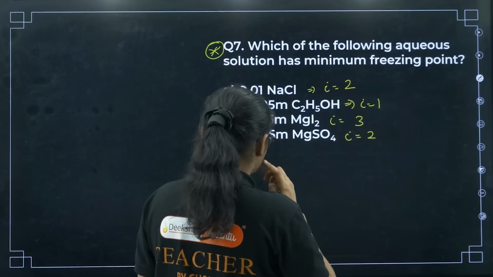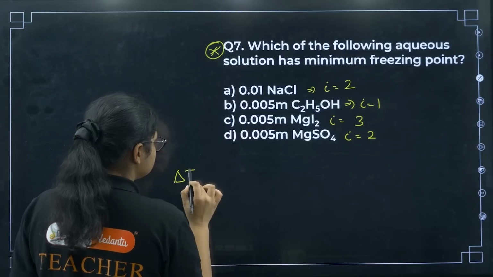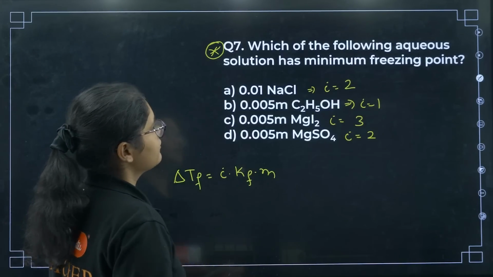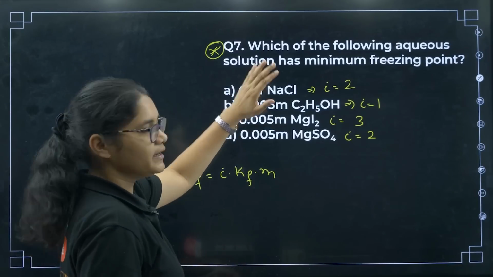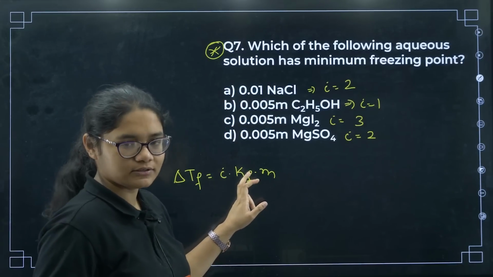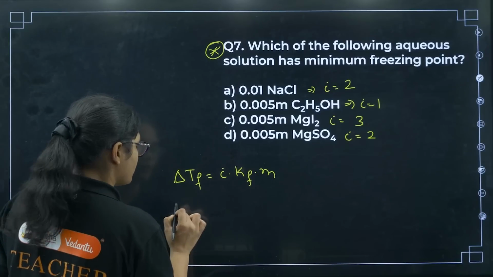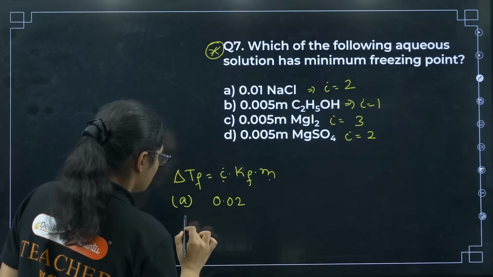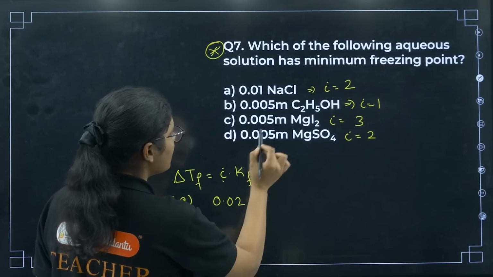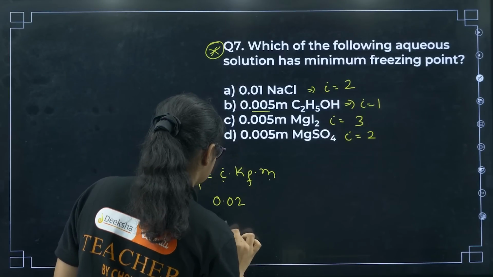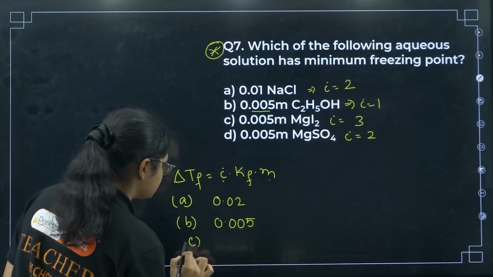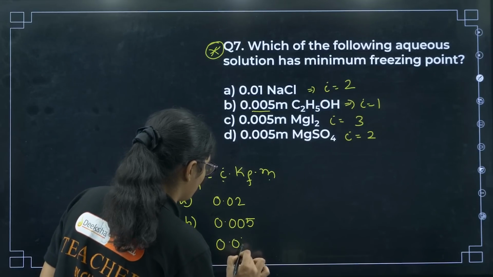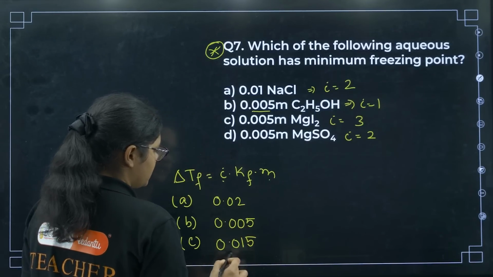Okay, next I will also count here: delta TF is equal to i into KF into m, right? Which of the following aqueous solutions? The solvent is water in all cases, so the KF value is also constant here. I into m I have to do. For option number A, how much will I get? I into m, 0.01 into 2, that is 0.02. For this one, 0.005 into 1, that is 0.005. Next, C, where it is 0.005 into 3, so it will be 0.015.